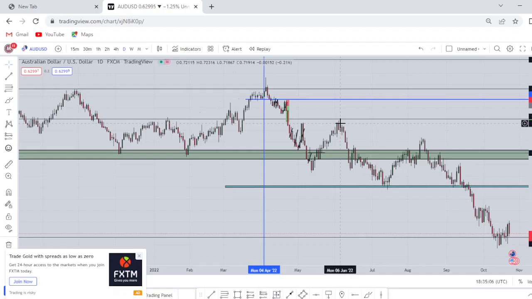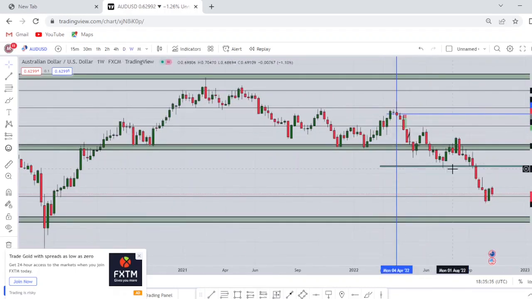I hope you guys got that. The pullback is simply the price movement against the overall trend of the market, while the impulsive leg is the price movement in the direction of the market. This is the price movement against the overall trend of the market. While this is the price movement in the direction of the overall trend of the market, which you can see clearly on the weekly time frame.